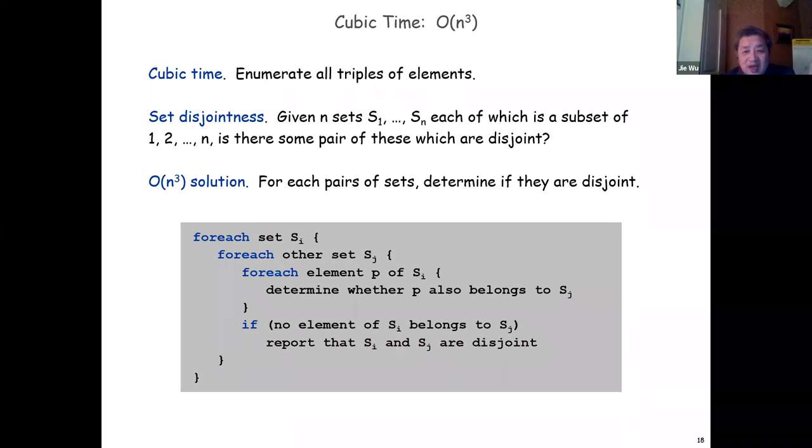If the question says you only need to find the first one, you just stop there. If they say you have to find all of them, then you have to examine all of them. That's why you get n cubed, right? Because there are n squared possible pairs, and for each pair, you have to look at each hobby. That's why it's n cubed. So any questions? Not too difficult, right? Not too difficult.